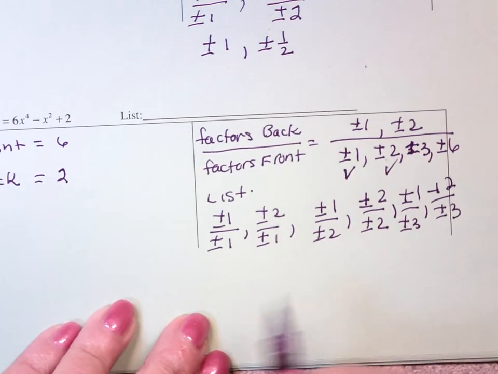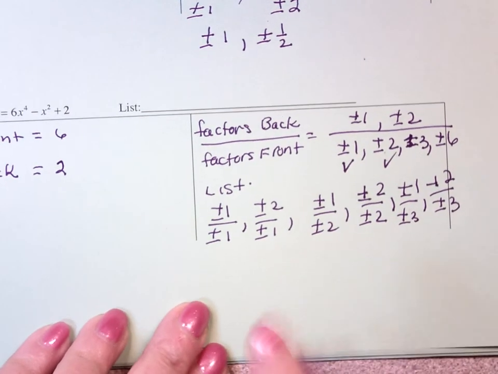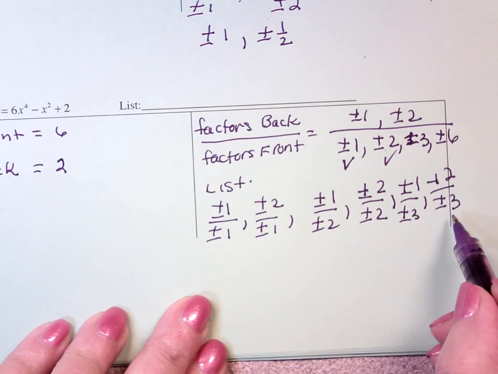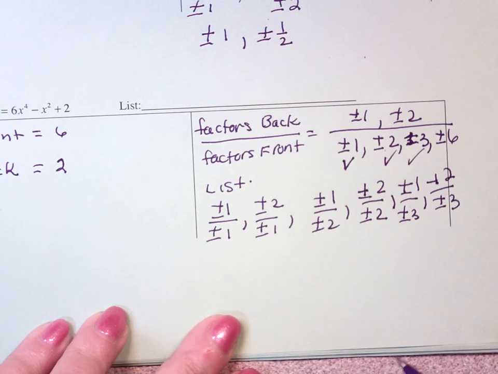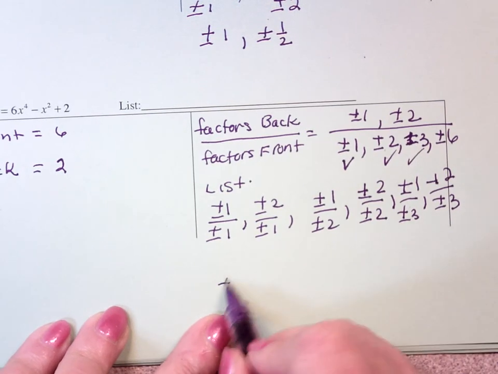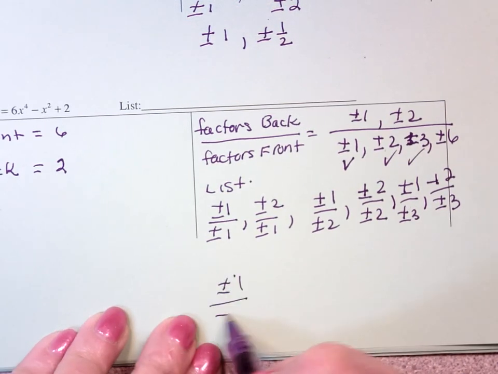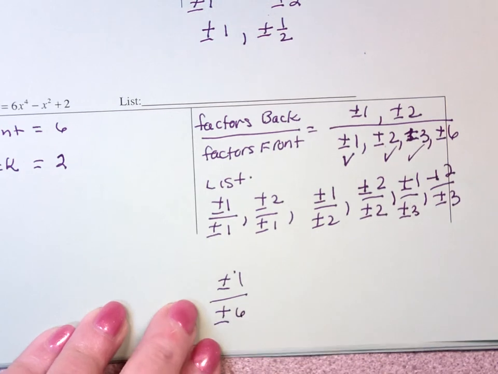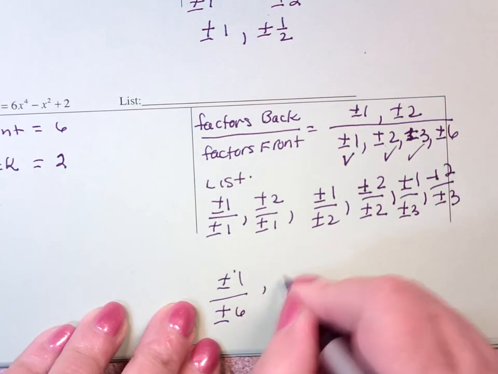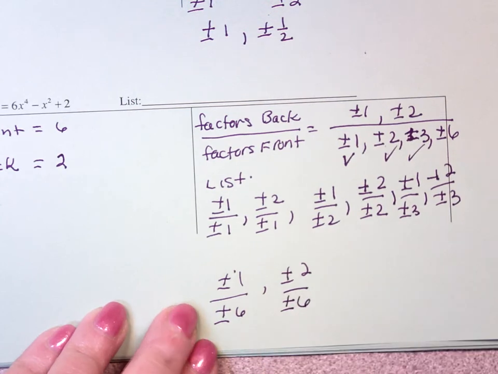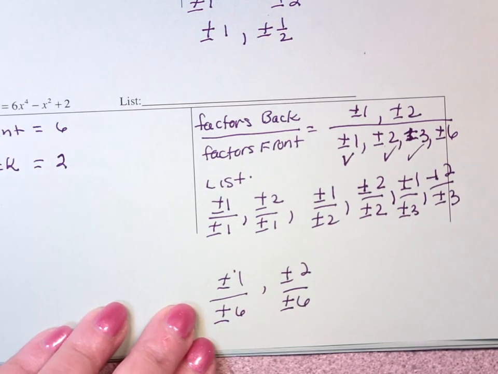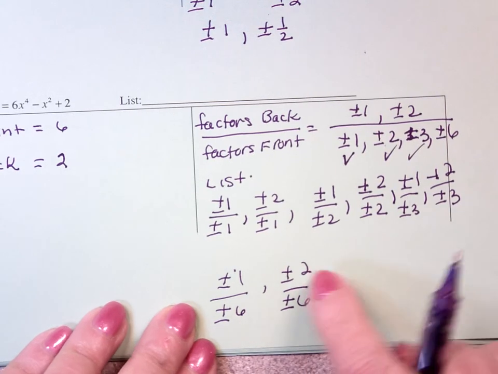Now I'm running out of space. I should have moved this guy over. And then I've taken care of plus or minus 3. The next one is plus or minus 6. Plus or minus 1 divided by plus or minus 6. Plus or minus 2 divided by plus or minus 6. That's the complete list. Now I start doing reduced form.